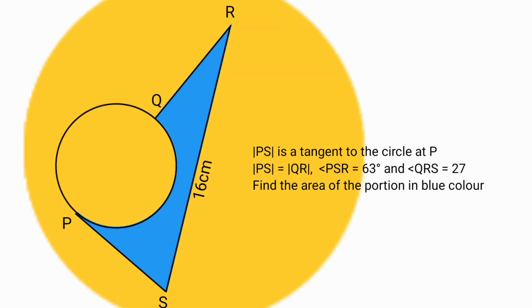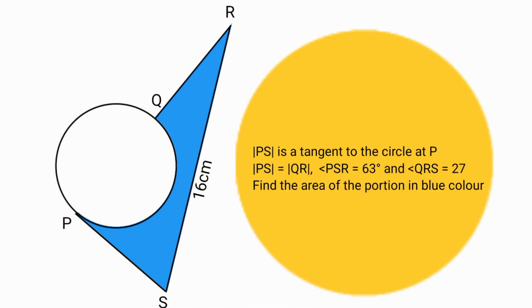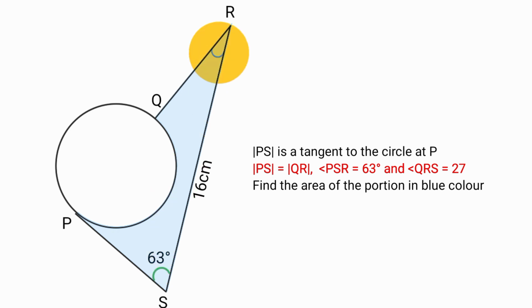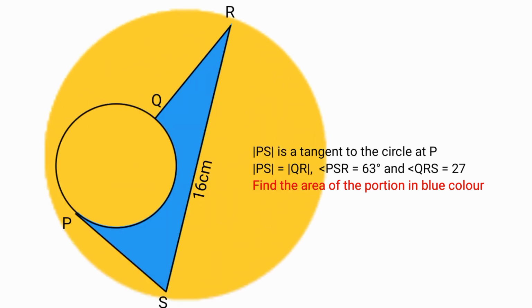Today we are going to solve this question here. The data we are given is that this line PS is a tangent to this circle at this point P, and that this line PS and line QR are equal in length. Angle PSR is 63 degrees and angle QRS is 27 degrees. Find the area of this portion here in blue color.